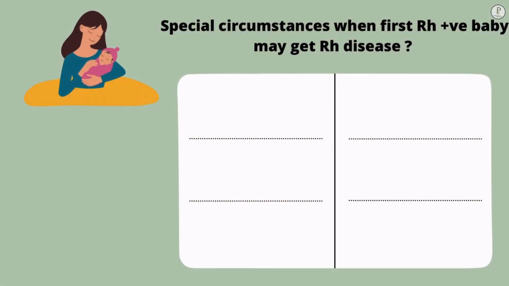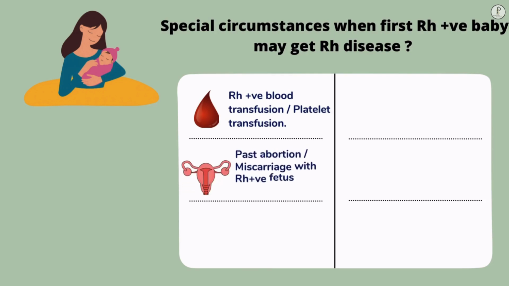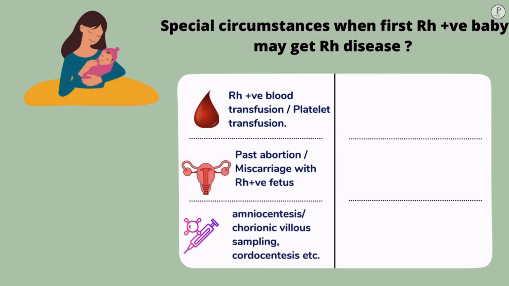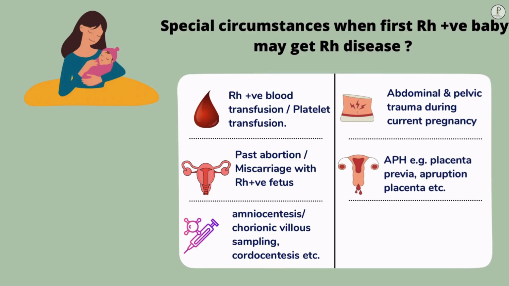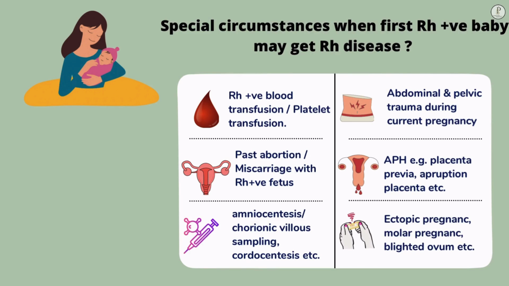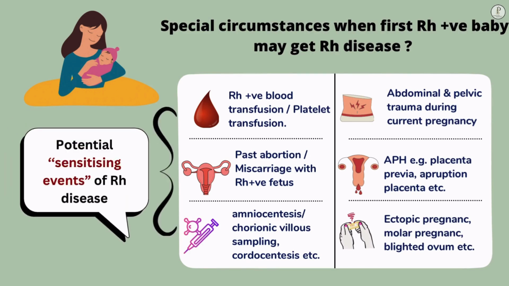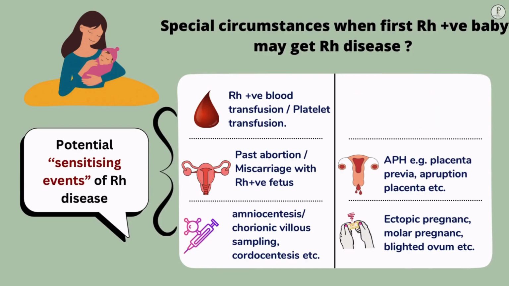In some special circumstances, first Rh positive baby may also get affected. This happens with prior Rh positive blood transfusion or platelet transfusion in mother, past abortion or miscarriage with Rh positive fetus, procedures like amniocentesis, chorionic villus sampling, cordocentesis, etc., abdominal or pelvic trauma during current pregnancy, APH, antepartum hemorrhage, for example abruptio placenta, placenta previa, etc., previous ectopic pregnancy, molar pregnancy, blighted ovum, etc. These are also called potential sensitizing events for Rh disease.